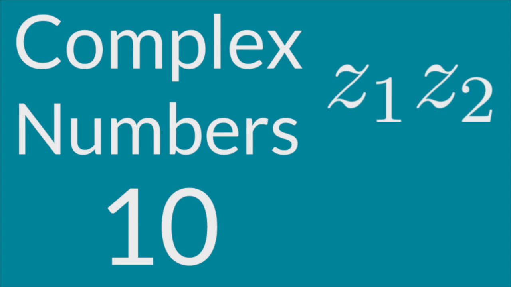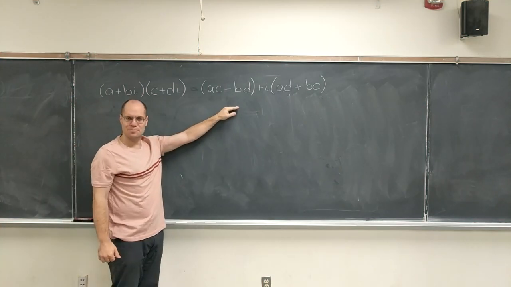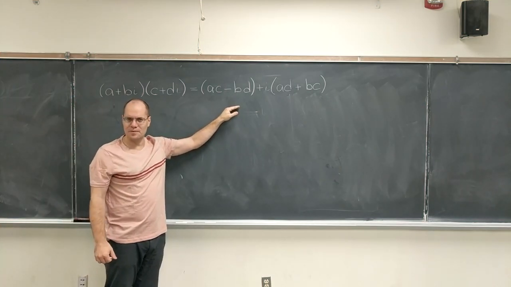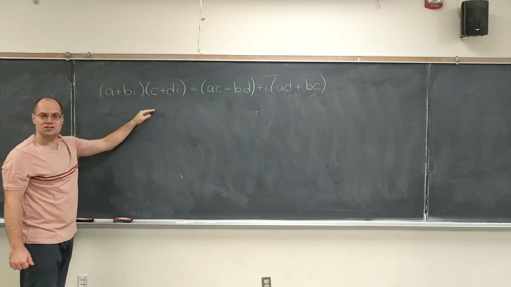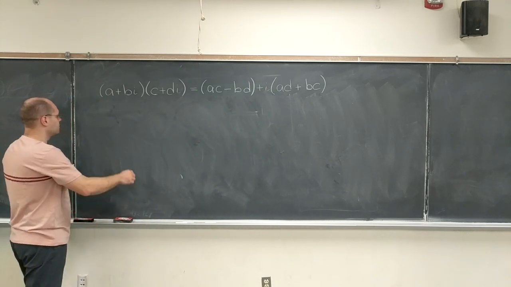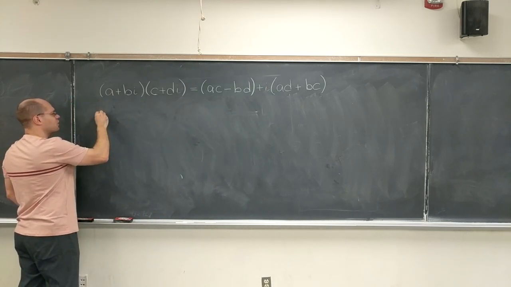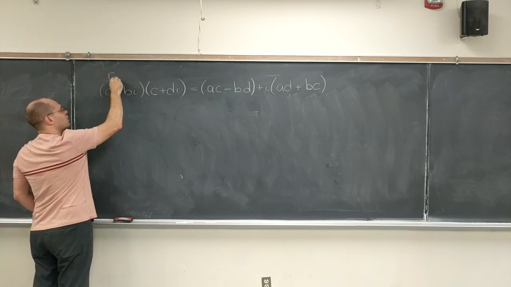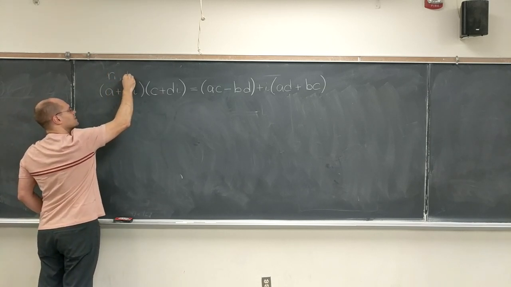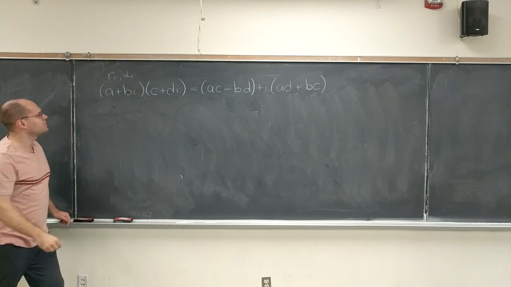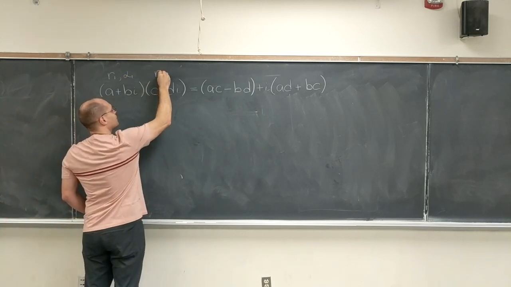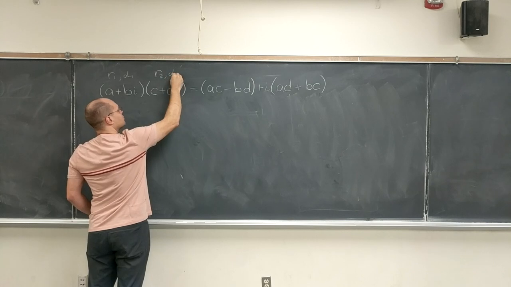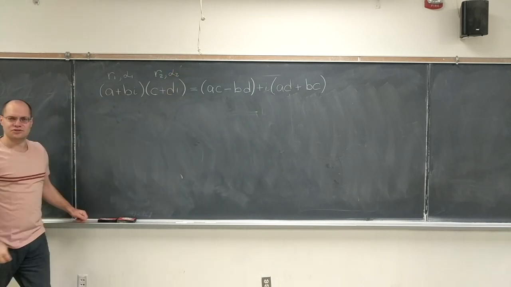Okay, so on the board right now we have the product of two complex numbers in Cartesian form. But let's now rewrite each number in polar form. And in polar form, the first number, let's say the absolute value here is R1, and the corresponding angle is alpha 1. And the absolute value of this one is R2, and the corresponding angle is alpha 2.